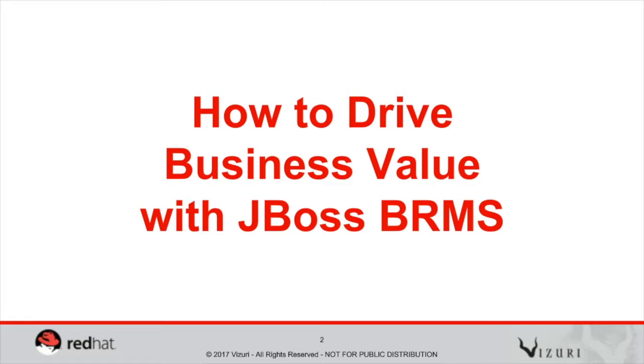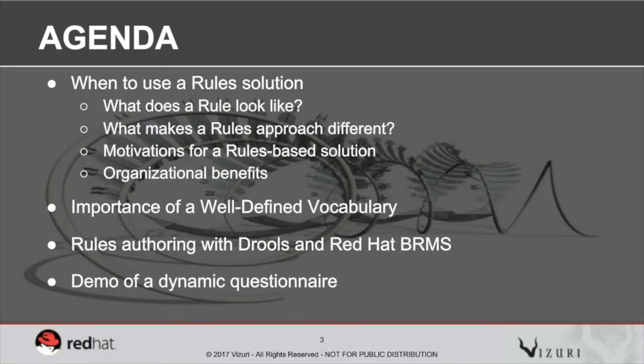We have a packed agenda for today, so I'm going to try and go through it as fast as I can, but in as much detail as possible. Feel free to ask any questions. We will try and answer those questions at the end of the session. Type them in the chat window. We're going to look at when to use a rule solution, what's the importance of a well-defined vocabulary, look at some examples of rule authoring tools with Red Hat BRMS, and then the fun part, we're going to look at a demo of a dynamic questionnaire.